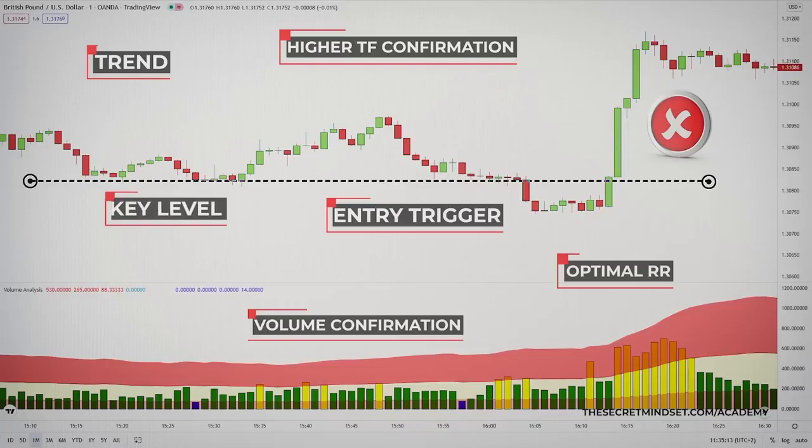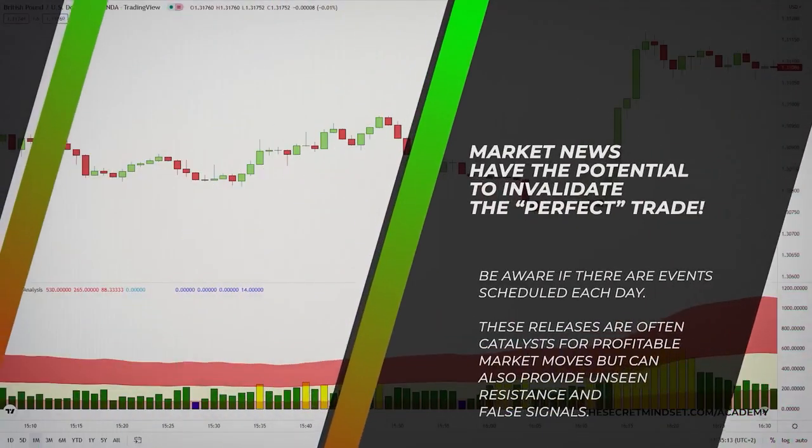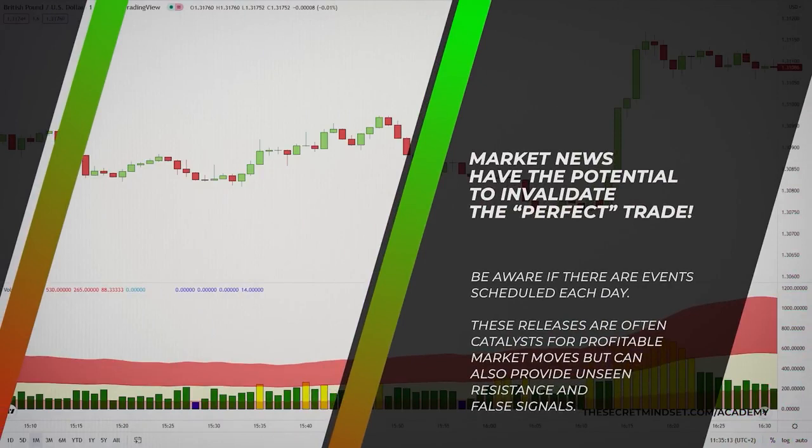Or, if you're in an open position, you may want to consider how close the market is to your stop or profit target prior to the news release. You don't have to be in perfect harmony with the economic calendar of events, but it's important to be aware if there are events taking place each day. These releases are often catalysts for profitable market moves, but can also provide unseen resistance and false signals.